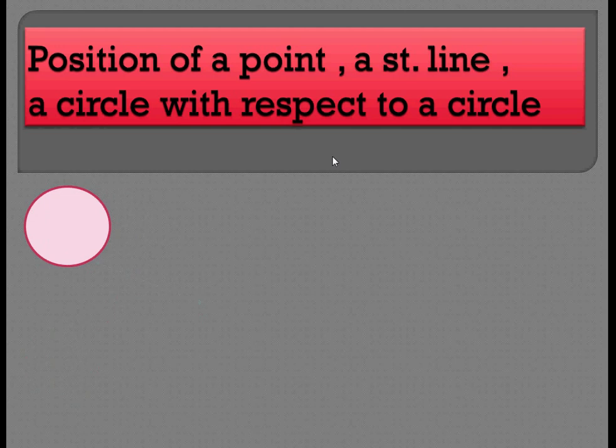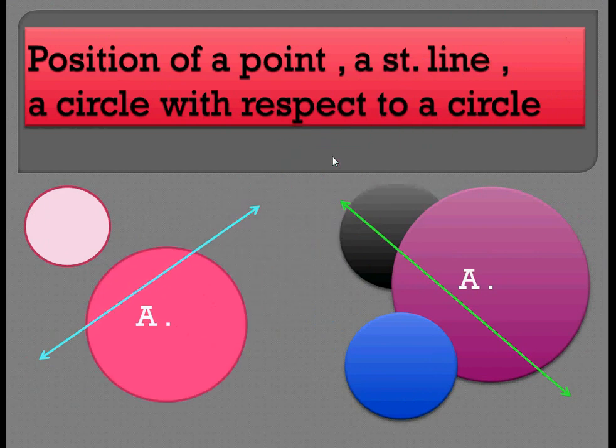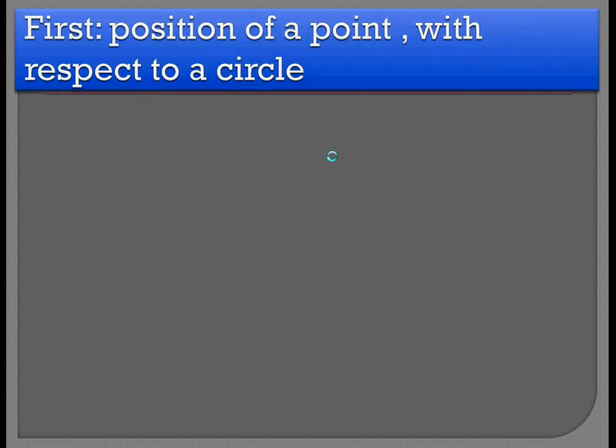I have some circles like the ones shown, and I have some straight lines and a point, and we will learn how to determine the position of a point and a straight line with respect to a circle. First, we will start with the position of a point with respect to a circle.